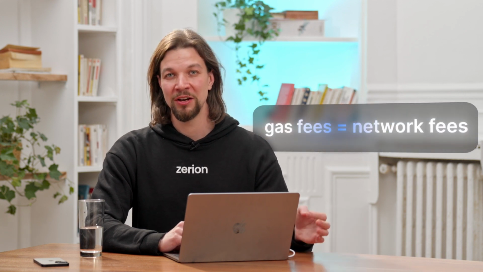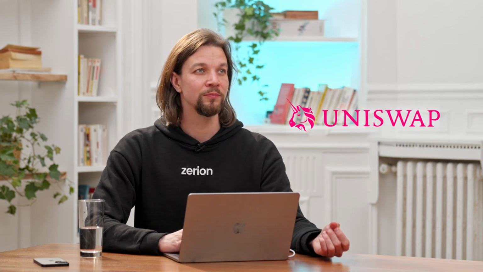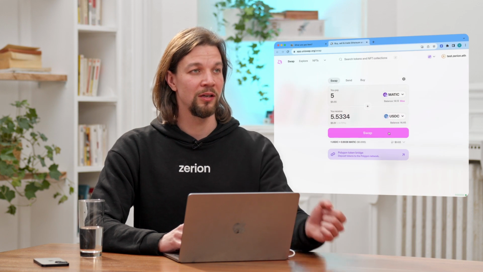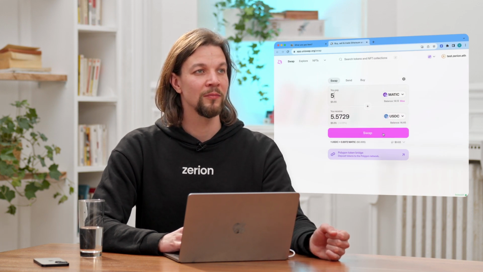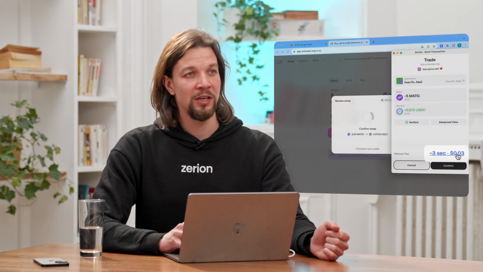Any transaction on chain costs money. This cost is known as gas fees or network fees. Let's look at a simple example. We'll try to do a swap on Uniswap. So let's just enter any number of tokens and click swap. Confirm swap. And here we'll see the gas fees.